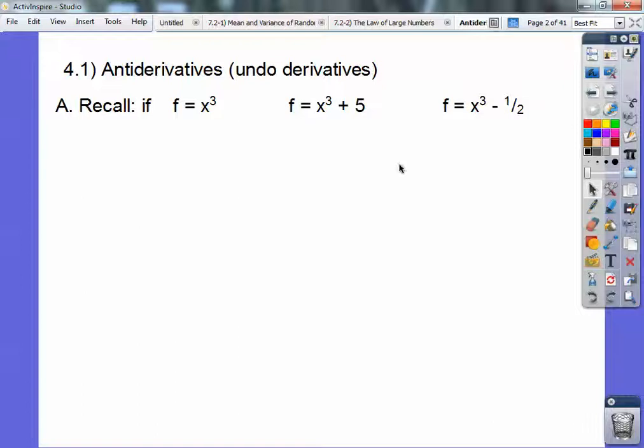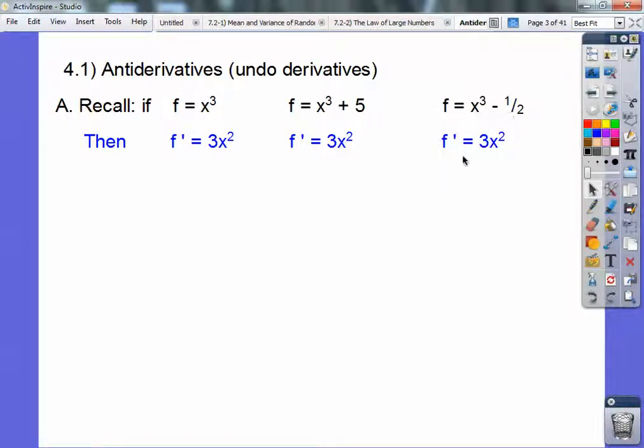So recall if you had functions x cubed, or x cubed plus 5, or x cubed minus a half, and I took the derivative of those. The derivative of all those would just be 3x squared, because the derivative of 5 is 0. The derivative of negative 1/2 is 0.